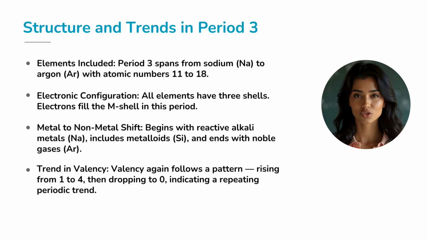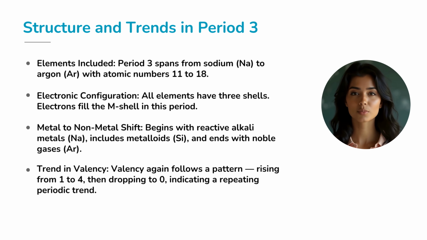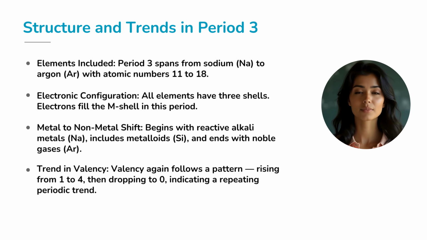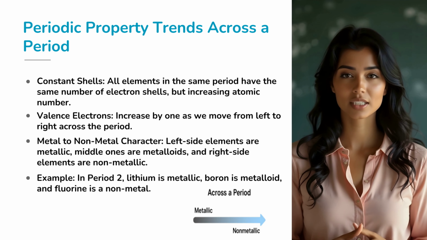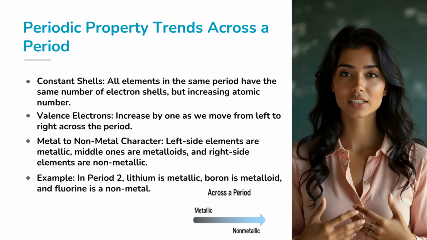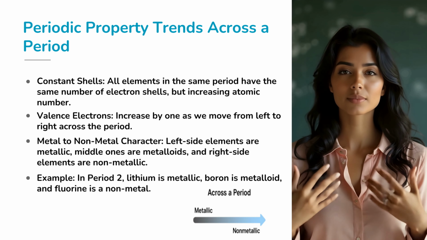Just like in period 2, period 3 also starts with reactive metals like sodium and magnesium, transitions through metalloids like silicon, and ends with nonmetals like chlorine and the noble gas argon. Again, we see valency rise from 1 to 4, then fall back to 0, forming a perfect wave of chemical reactivity. What really makes periods powerful is the trend in properties you can observe across a row.